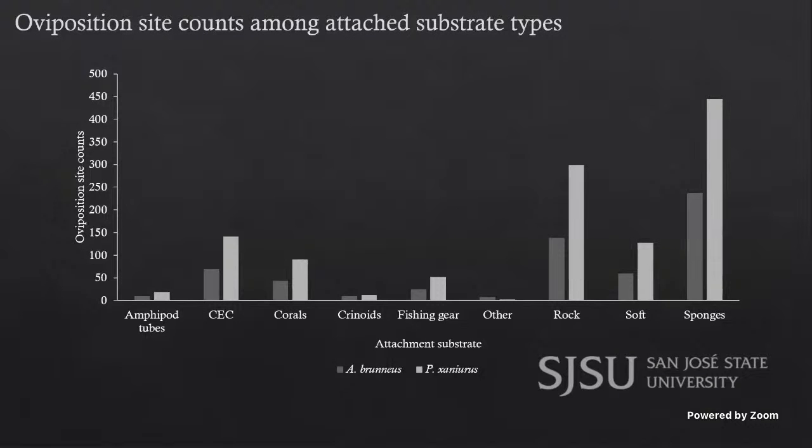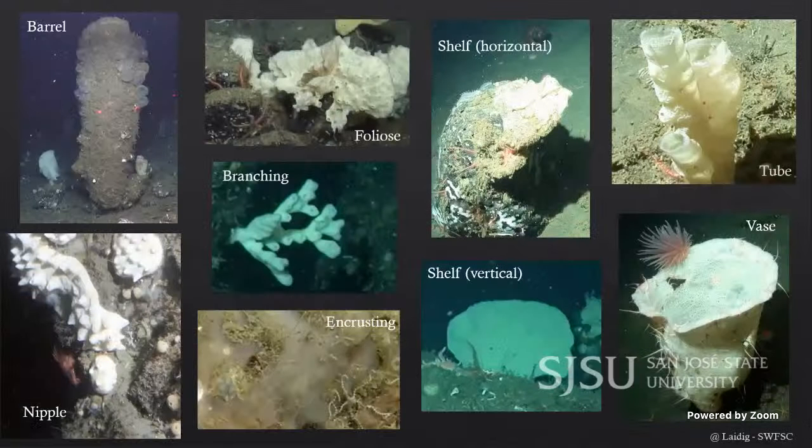When looking at oviposition site counts among attached substrate, sponges were the overwhelming majority, and this was true for sponges of all morphologies, ranging from barrel, nipple, foliose, branching, encrusting, horizontal and vertical shelf, tube, or vase sponges. Of these, foliose and horizontal shelf sponges were the most frequented attachment substrate.